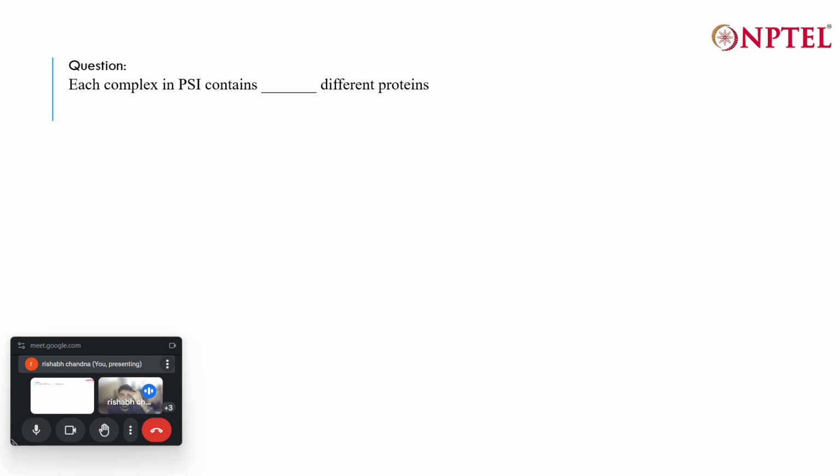Each complex in PS1 contains how many different proteins?